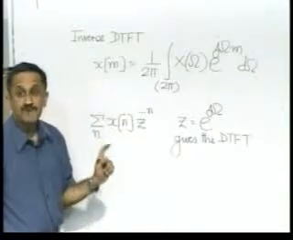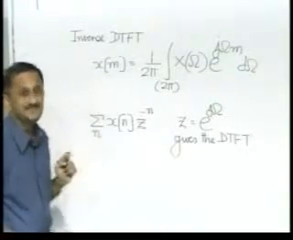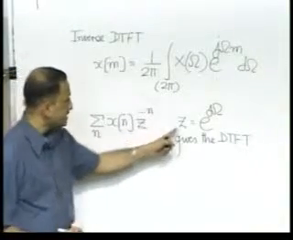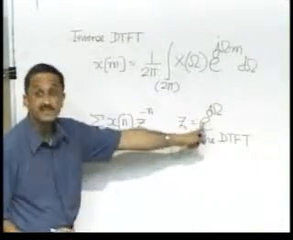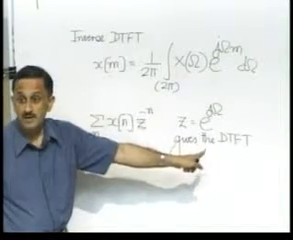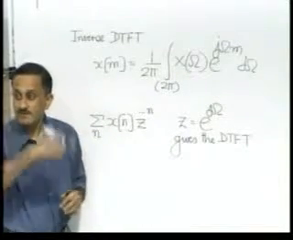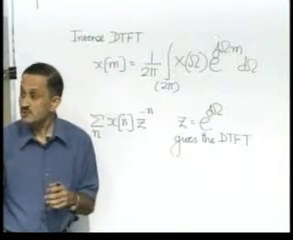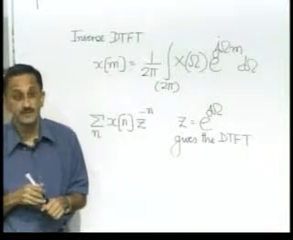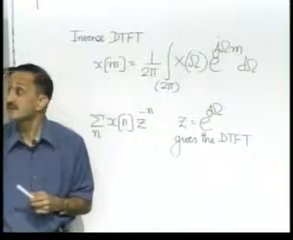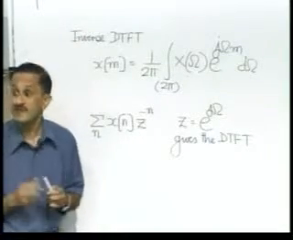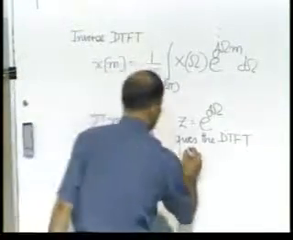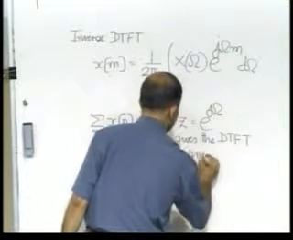Now, in the z plane, what does this mean? This means that we are working with those z's that have a magnitude of 1, an angle varying all the way from 0 to 2 pi. So, what is the contour or what is the curve that we are talking about in the z plane? The unit circle or the circle of radius 1, right. So, this is the unit circle.